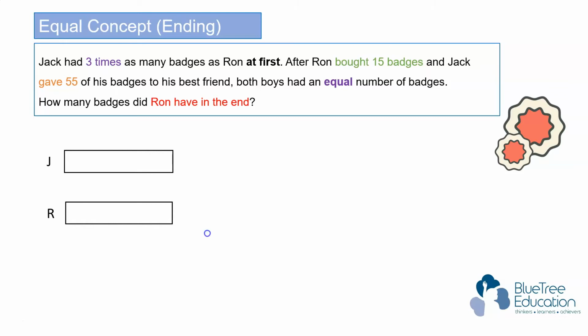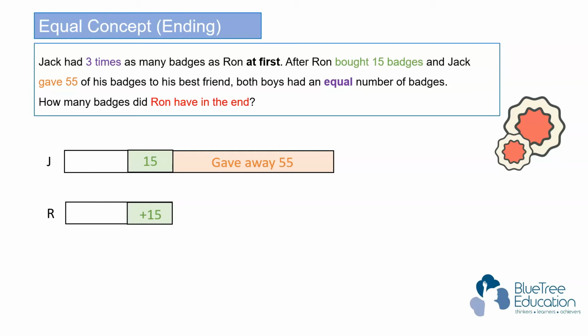You know that Ron actually bought 15 badges. So this small portion here will be equal to 15. And Jack actually gave 55 of his badges to his friend. Alright, so let's return that 55 back to Jack. Now let's focus on Ron's model. If that small portion there is the 15 badges that Ron bought, we know that this portion for Jack will also be 15 because they are exactly the same.